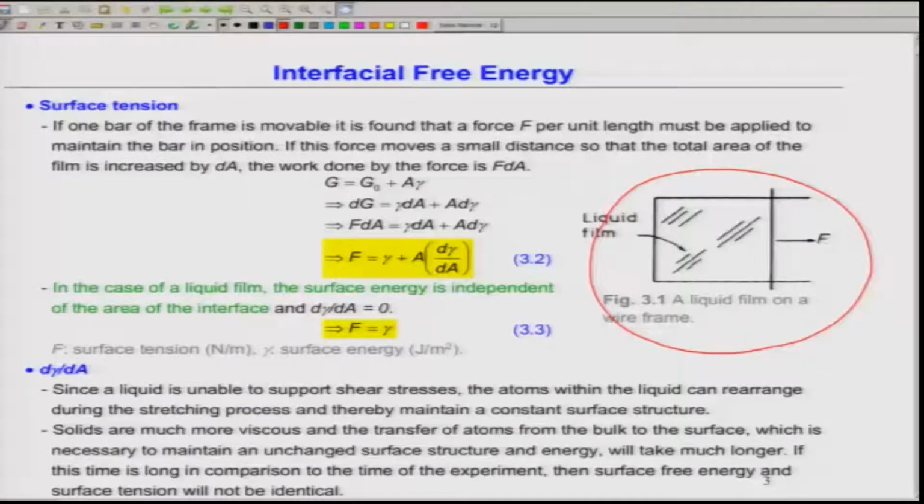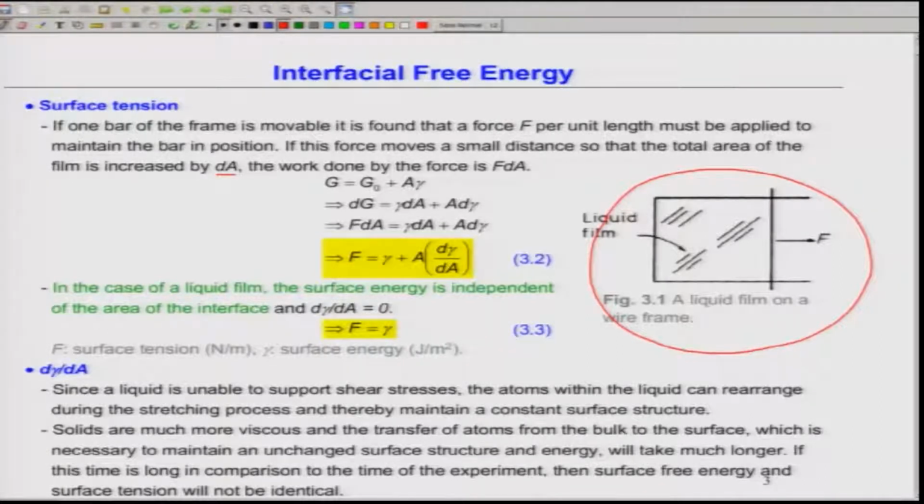Simply by moving this right side bar by a force F, I can increase the length, or the surface area, of the film, because we are changing the dimensions. Let us suppose I apply a force F per unit length parallel to this surface. So what will happen? The force will drive the thin film a small distance, and because of that the surface area will increase by a small amount, which I define as dA.